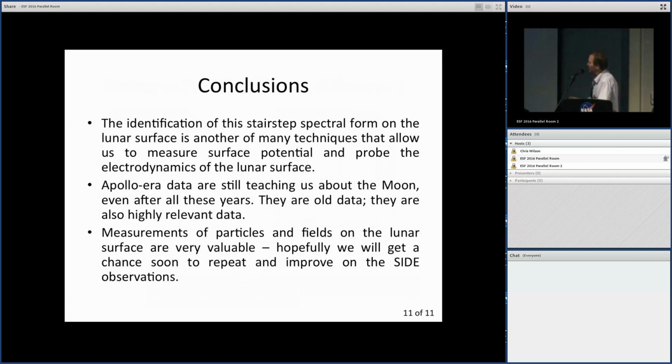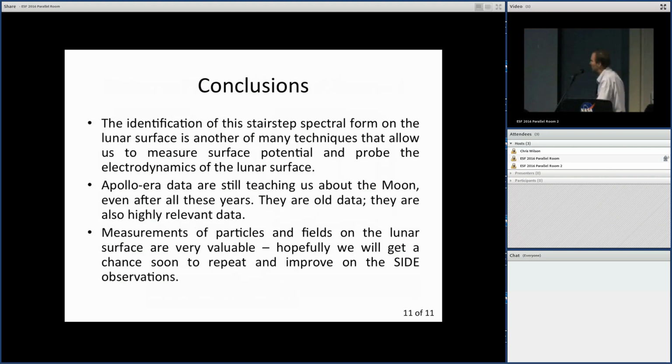Secondly, Apollo era data are still teaching us about the Moon, even after all of these years. I personally like to think of the Apollo ALSEP data as being akin to Shakespeare, in the sense that they may be old, but the lessons they can teach us, what we can learn from them, is just as relevant today as it was in their heyday.